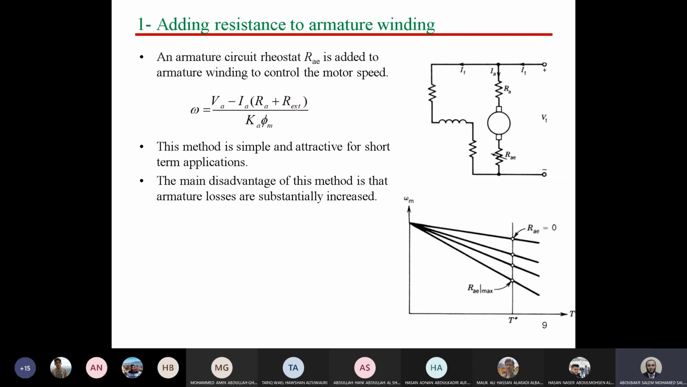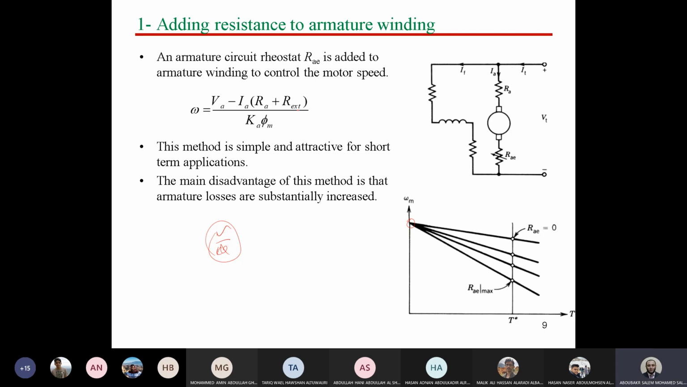So if we have R external and you substitute in the equation of omega in the case of a separately excited or shunt motor, we will find that adding resistance, firstly, will not affect the value of no load speed, because we said that no load speed equals V over K phi. So there is no function of resistance here. Whatever the added value of resistance, the no load speed will be the same.